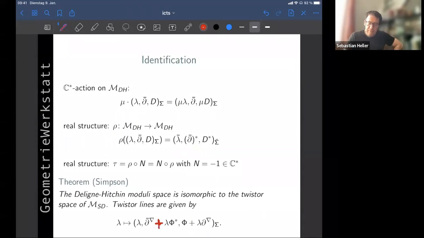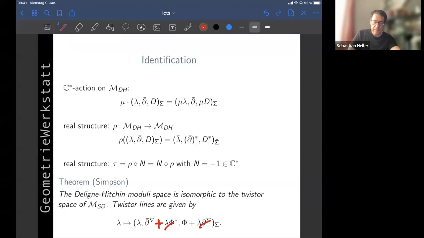So for example, at lambda equal to 1, by identifying lambda connections with flat connections, we just get the flat connection del bar nabla plus del nabla plus phi star, which is the one considered by Donaldson. And for lambda equal to 0, this part vanishes and this part vanishes, and we get the Higgs field. And actually the whole twistor line is given by this associated family of flat connections.